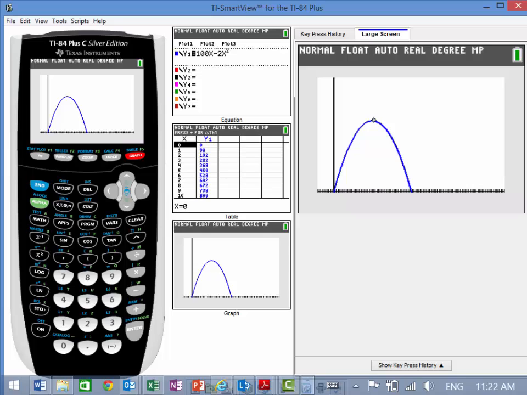How do we find this point here at the top? Well, you could use your trace button. The trace button allows you to just scroll through, and tells you your x coordinate and your y coordinate.